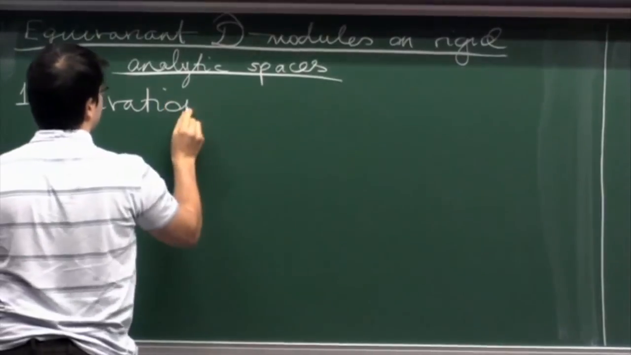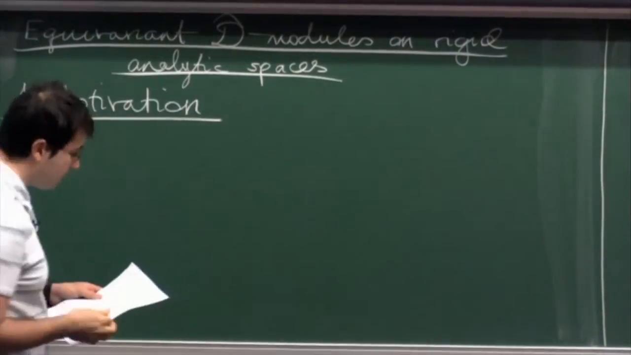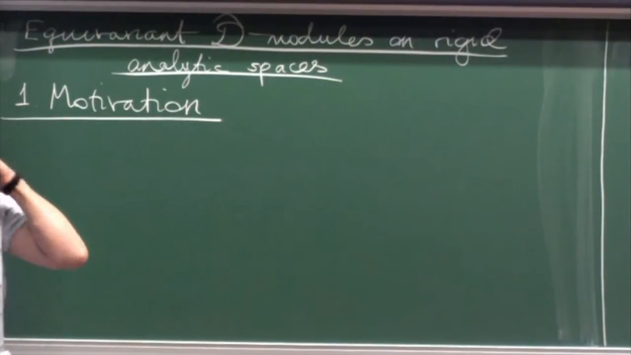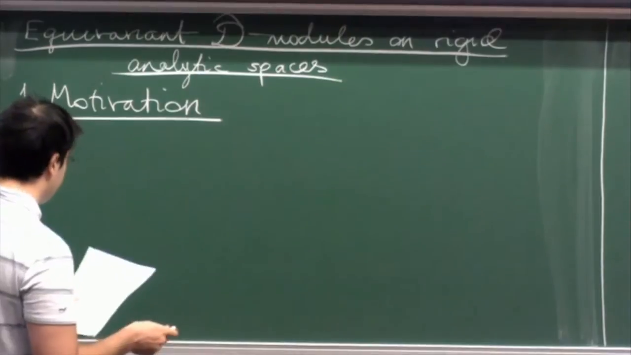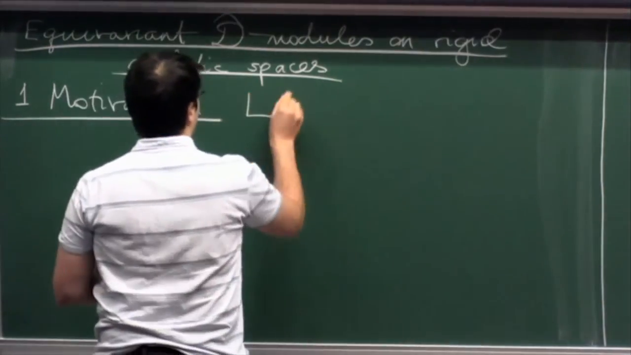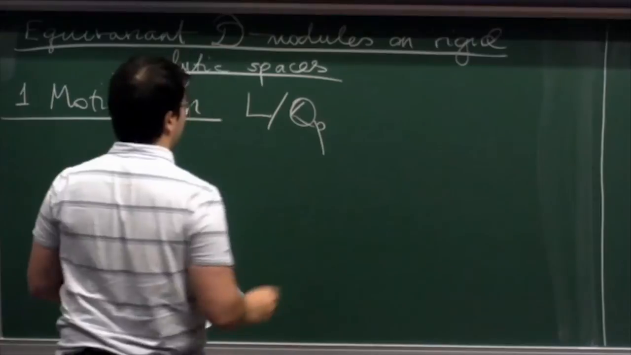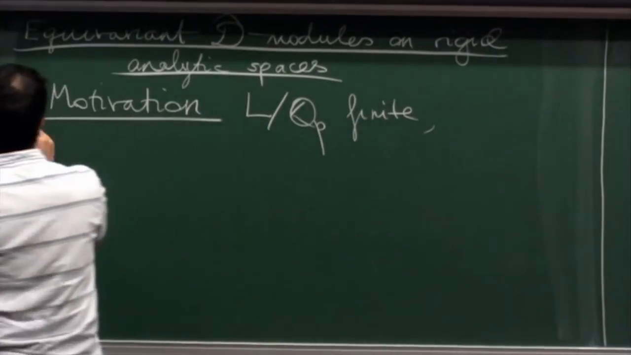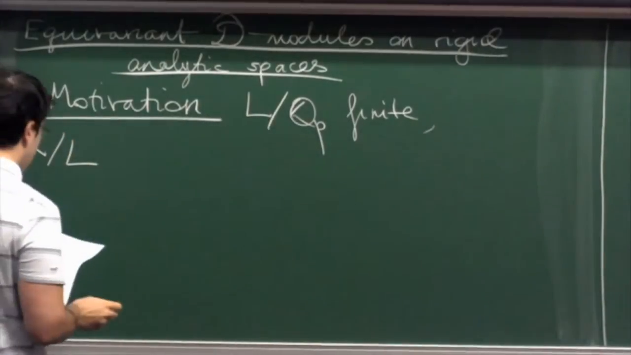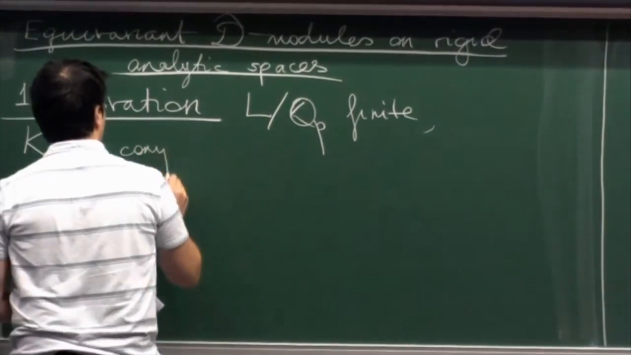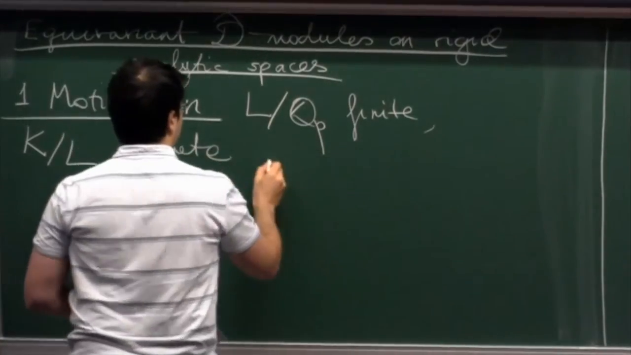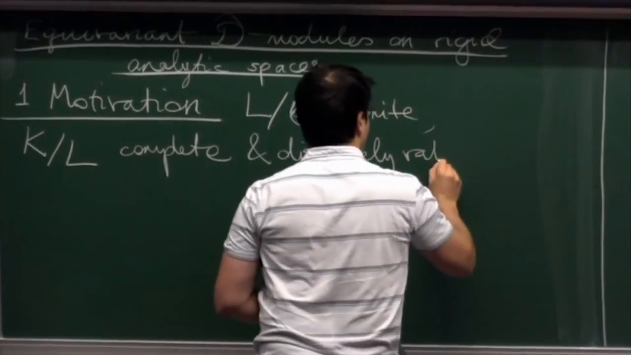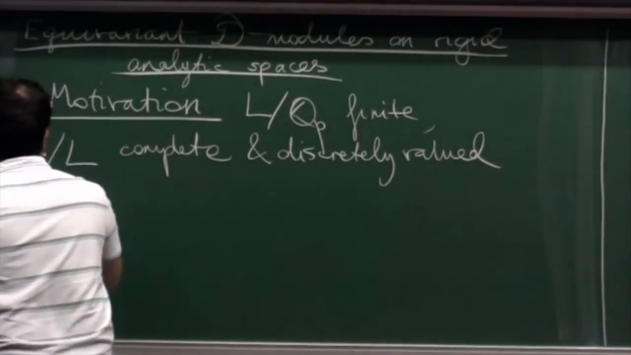The motivation in this story comes from the desire to understand representation theory of p-adic groups, some branch of it. Let me be more precise. So L will be a finite extension of Q_p. K will be some complete, discretely valued field extension.